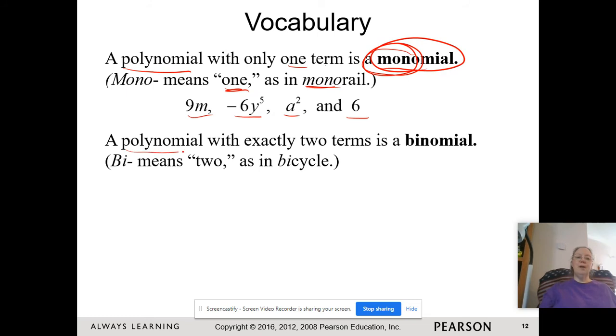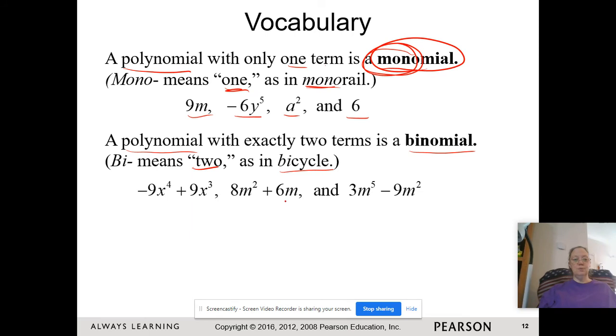As opposed to a polynomial that has two terms, we call that a binomial. Bi means two. For example, a bicycle has two wheels. A binomial has two terms. Two terms, two terms, two terms. So each of these would be examples of binomials.